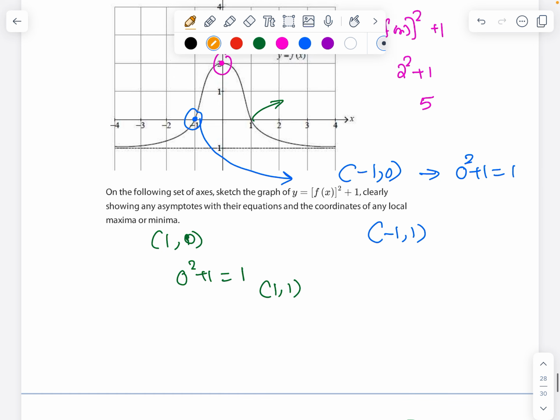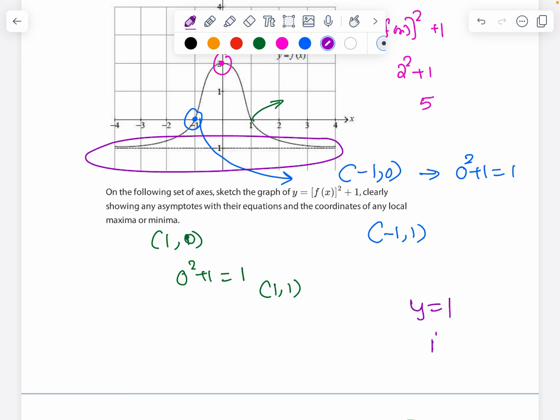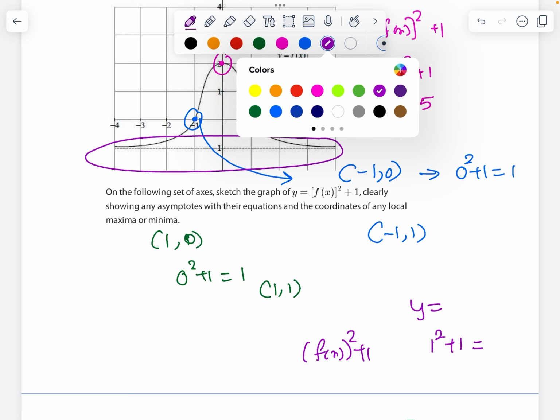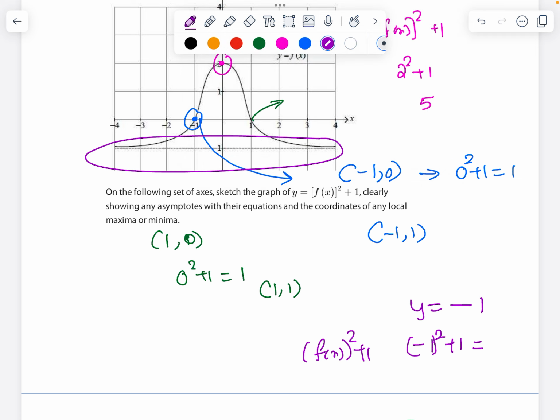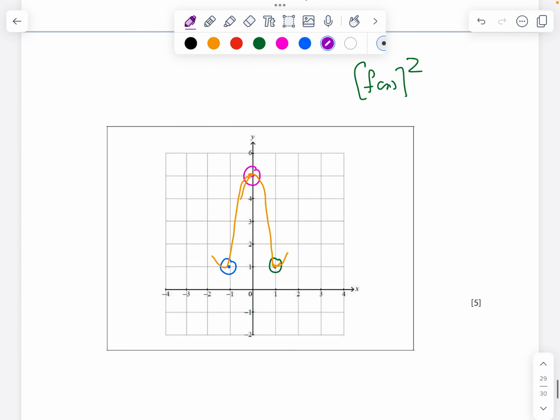Now our asymptote. What was the asymptote? The asymptote was y equals negative 1. So it becomes negative 1 whole square plus 1, because it is f of x square plus 1. So 1 plus 1 is 2. So y equals 2 will become the asymptote. So y equals 2 becomes the horizontal asymptote.